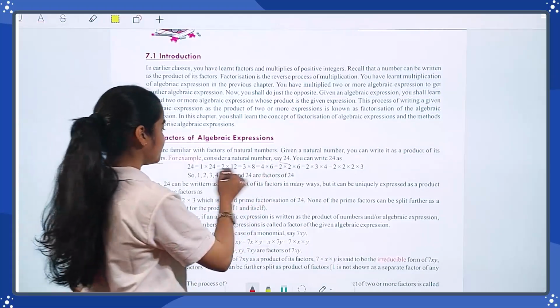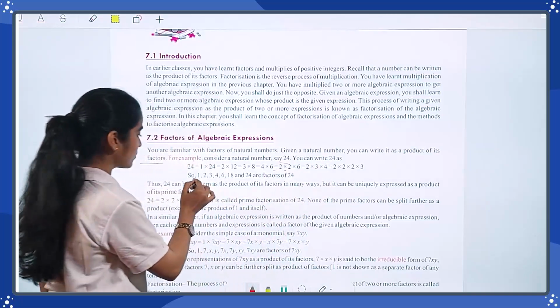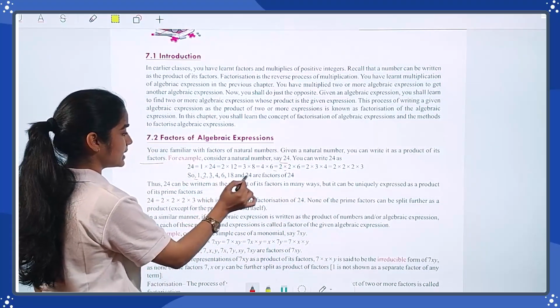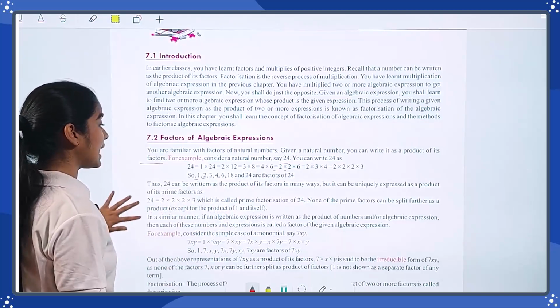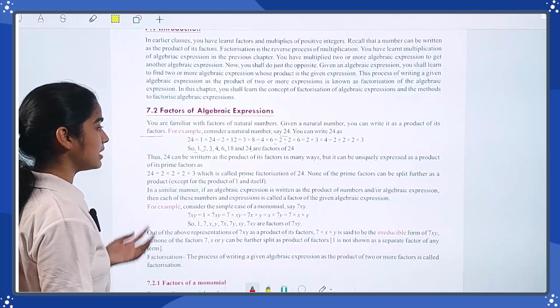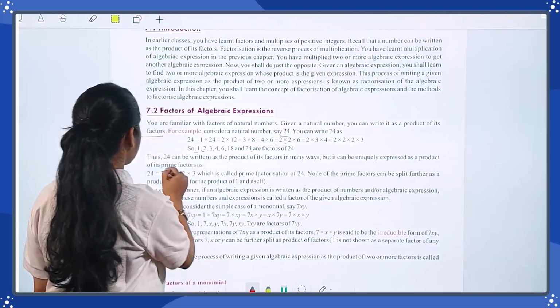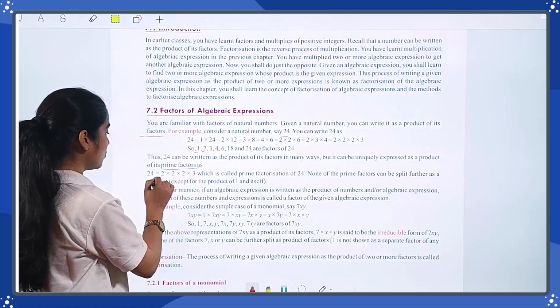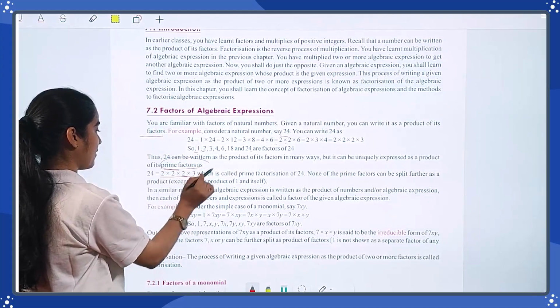So we have the factors 1, 2, 3, 4, 6, 8, 12 and 24. So these are the factors of 24. Thus 24 can be written as the product of its factors in many ways, but it can be uniquely expressed as a product of its prime factors as 2 multiplied by 2 multiplied by 2 multiplied by 3. These are the prime factors.